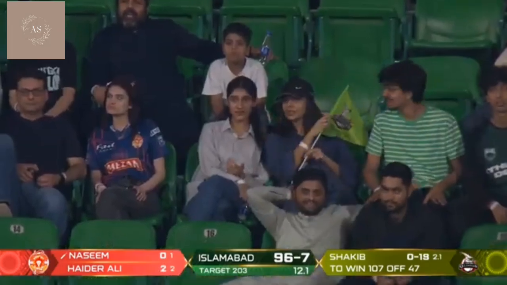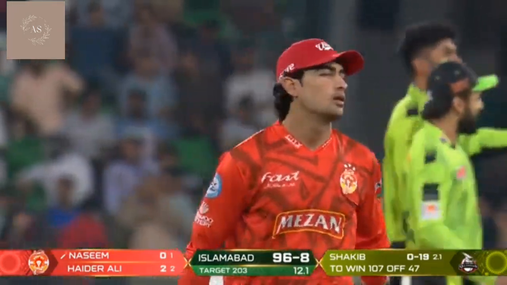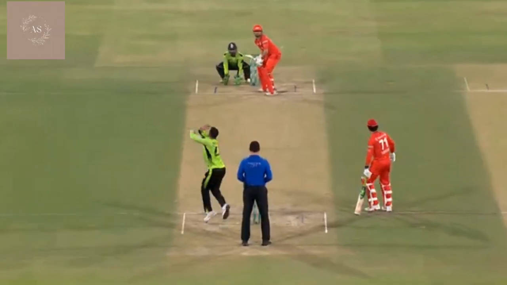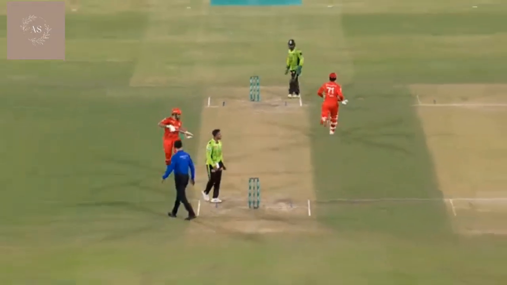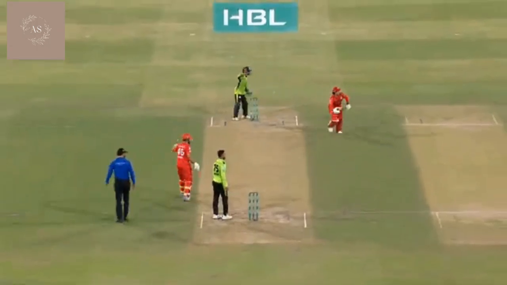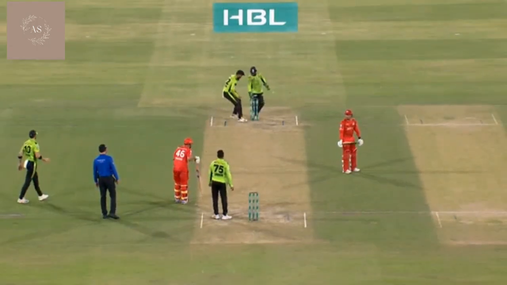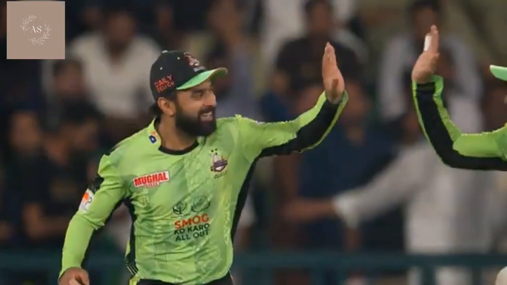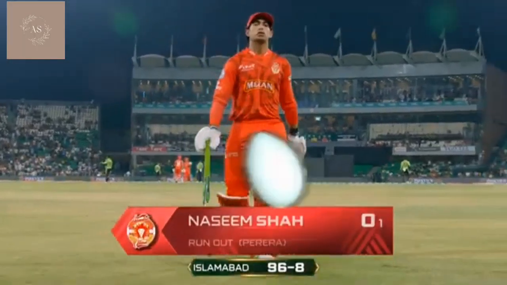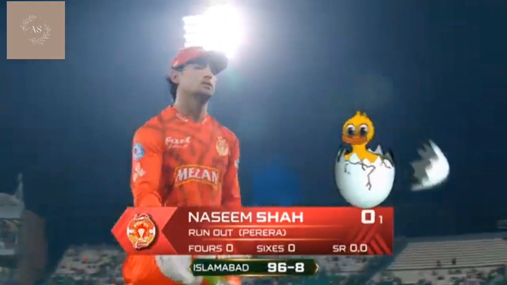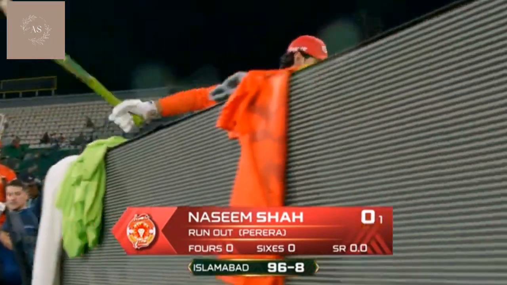He's been run out, nowhere in the picture. And it's been a disaster of a day, and it's just gone all horribly wrong. This time for Naseem Shah. He's looking at the ball, he's running on his own, his partner saying, where are you going, buddy? Well, you're going to the dugout. Lahore can smile all they want, because they are on the verge of a final against the Quetta Gladiators on Sunday. Naseem Shah disgusted, it's 96 for 8.